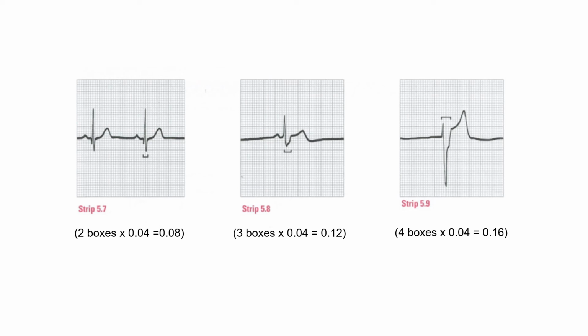So in this first one, 5-7, you're measuring from the beginning of the QRS to where the S wave comes in, and it is about 2 boxes. So 2 boxes times 0.04 equals 0.08.